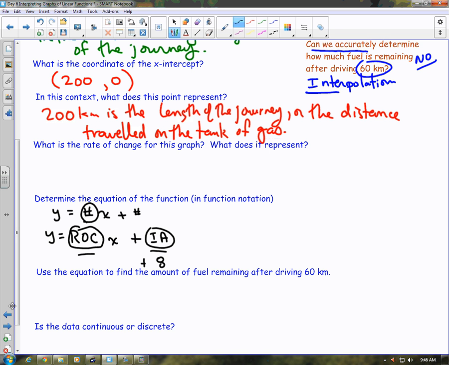And that's why the question that comes before this asks, what is the rate of change? So that's what we now have to determine. What is the rate of change? Remember, rate of change is the change in the y values over the change in the x values.